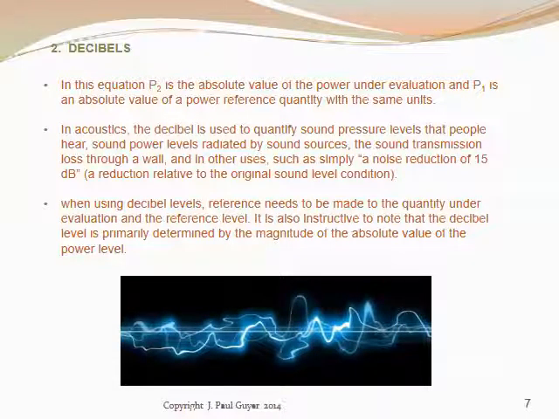Decibels are always related to logarithms to the base 10, so the notation 10 is usually omitted. It is important to realize that the decibel is in reality a dimensionless quantity, somewhat analogous to percent. Therefore, when using decibel levels, reference needs to be made to the quantity under evaluation and the reference level. It is also instructive to note that the decibel level is primarily determined by the magnitude of the absolute value of the power level. That is, if the magnitude of two different power levels differ by a factor of 100, then the decibel levels differ by 20 decibels.